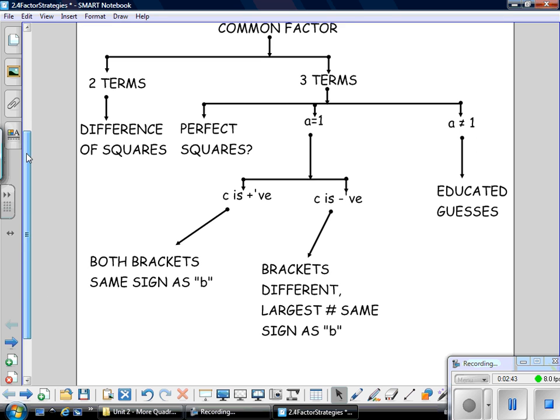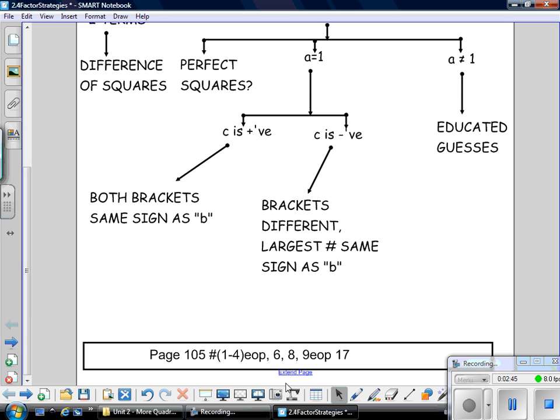So what you're going to be doing tomorrow in class is, again, lots of factoring. Remember, EOP means every other part. So these have A, B, C, D, and you're just going to do A, C, E, just to cut down a little bit. Make sure that you are doing the factoring because it's really important that you can do it. Okay, so we'll see you tomorrow.